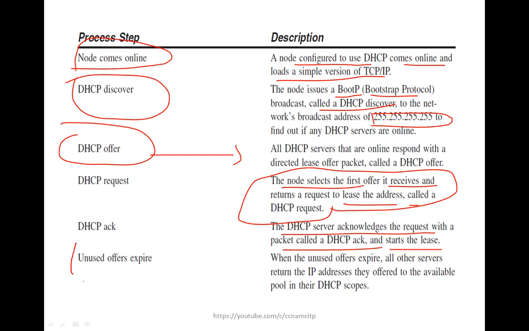Now what will happen? Unused offers expire. When the unused offers are available, all the servers return the IP addresses they offered to the available pool in their DHCP scopes. So if they are offering 50 IP addresses and only 10 are used, in that condition 40 will come back to the DHCP scope.